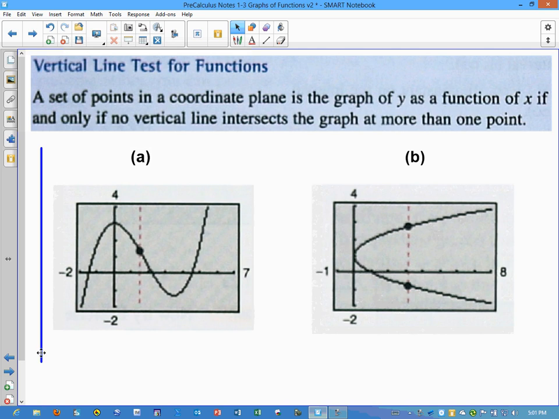Now here, for the vertical line, we want to think of passing a vertical line and sweeping it across the entire graph.